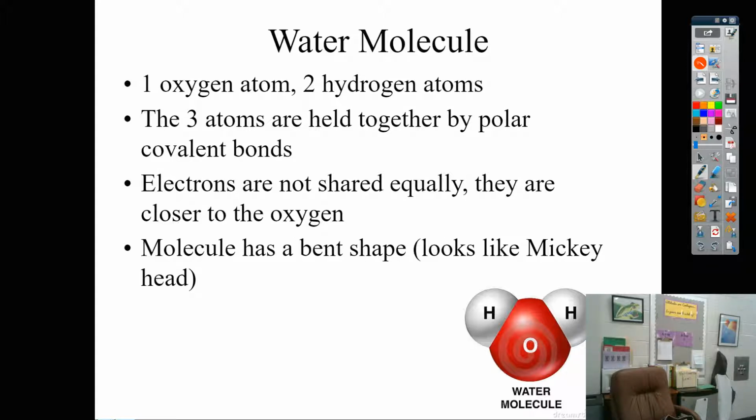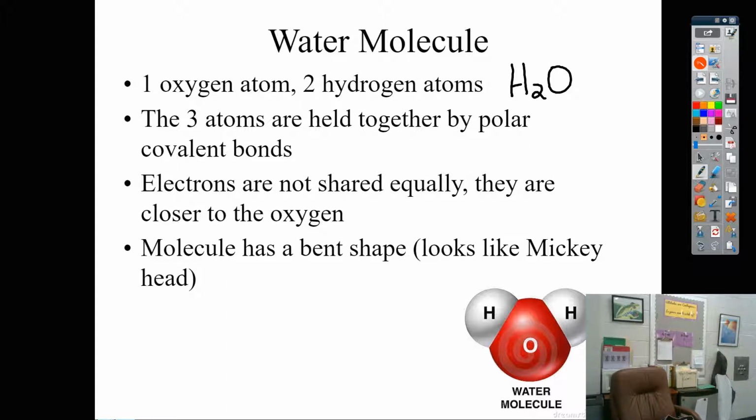So 1 oxygen, 2 hydrogens, H2O. We know that formula, right? Please say yes. They're all held together by polar covalent bonds, meaning they're not shared equally. The electrons are closer to oxygen, which gives it a bent shape. So it looks like a Mickey Mouse head. Y'all see Mickey Mouse? So when you think water, you need to think Mickey Mouse.